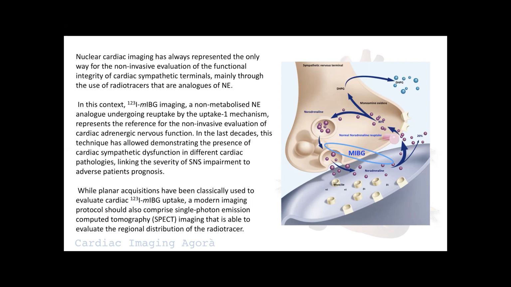In the last decades, there have been lots of publications about this tracer that demonstrate that cardiac sympathetic dysfunction is present in different cardiac pathologies, and there is a strict correlation between the adrenergic nervous system impairment and adverse patient prognosis. So we can obtain two different kinds of evaluation: the planar evaluation, which is the oldest one, and the SPECT evaluation, which is the new one and is probably a little bit better in terms of visual analysis of the uptake and the integrity of the adrenergic nervous system.